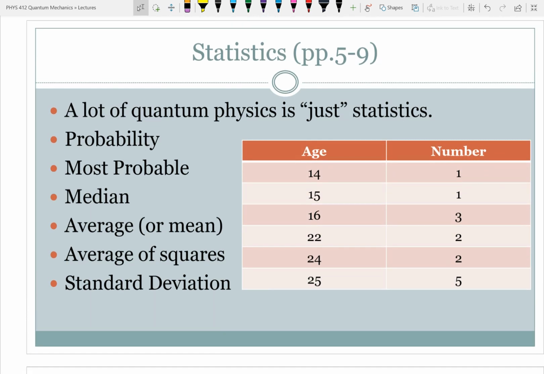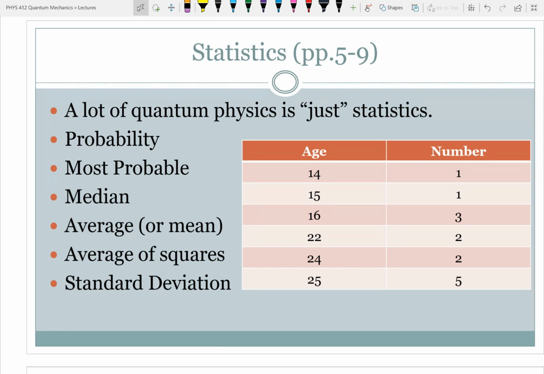Now, if you want to follow along, pages 5 to 9 is a whole bunch of statistical things to help us understand what we're doing in quantum physics. And so I'm going to go through doing the stuff there on pages 5 to 9 so that you can make sense of it and ask me questions of things that don't make sense. So in quantum physics, we're doing a whole lot of statistics. You notice here I said it's just statistics. It's just really complicated statistics.